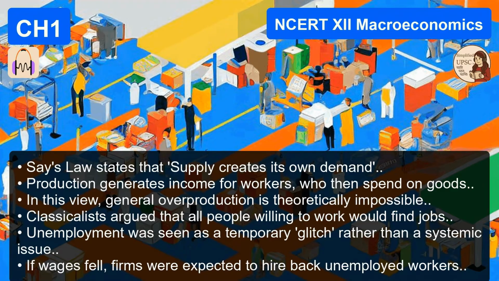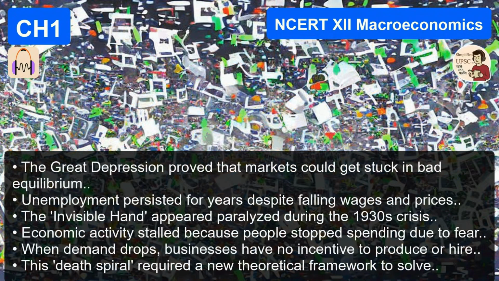It was born to answer a very practical and urgent question. Why did the capitalist system fail so spectacularly? And more importantly, how do we fix it? So this leads directly to the next point. If the market doesn't always fix itself, who fixes it? This brings us to the next big concept in our outline, the macroeconomic decision makers.